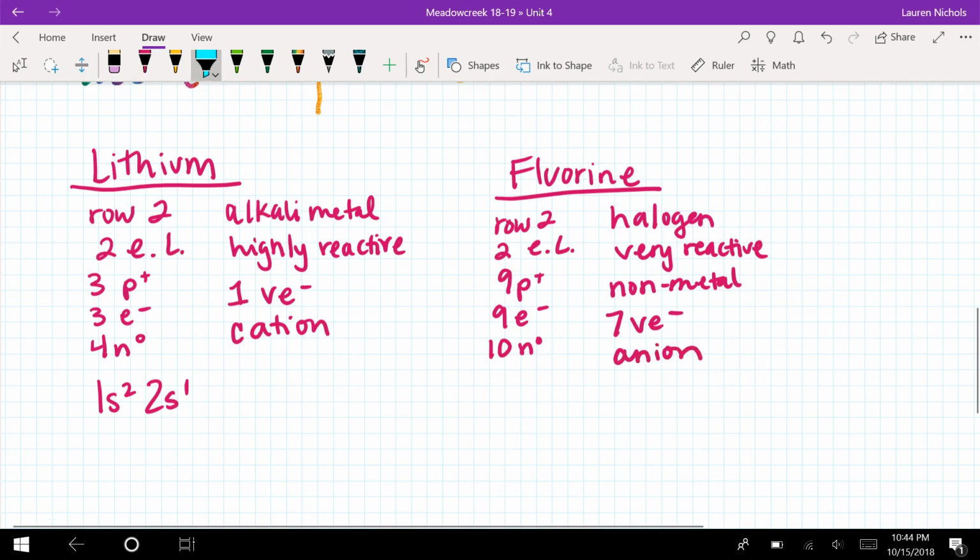And so if we compare anion to cation, those things are likely to react with each other, opposites attract. The seven valence electrons require one more, and lithium wants to give away its one valence electron. They're both highly reactive. And so these are all really good reasons for why these two elements would react very easily together. And so I hope you found this review helpful.